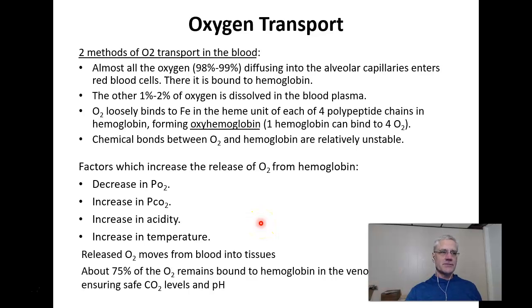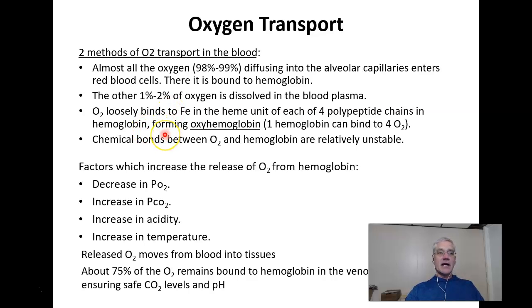Okay, so let's talk about oxygen first. As I said, oxygen travels around your blood two different ways. I've already said almost all the oxygen, 98 to 99% of the oxygen that you breathe in, once it gets into your blood, it is bound to hemoglobin. At the iron, right, at the binding site. In the middle of the heme group where the iron is, that's where it binds. The other 1 to 2% is dissolved in blood plasma.